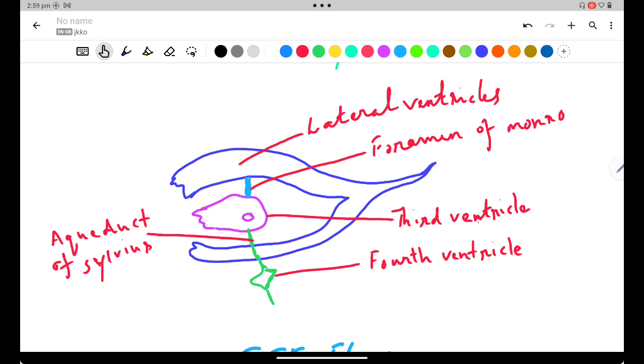CSF is produced in the choroid plexus of ventricles, and these choroid plexus are capillary networks in the walls of the ventricles. Ependymal cells of these choroid plexus form CSF by filtration of blood plasma. And the components of CSF don't leak because of the tight junctions of the choroid plexus epithelial cells. This is called the blood cerebrospinal fluid barrier, and it allows only selected substances to pass through it. That's why in that way it protects the brain from contamination.